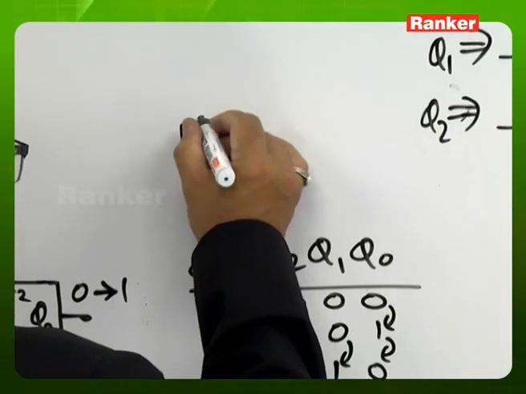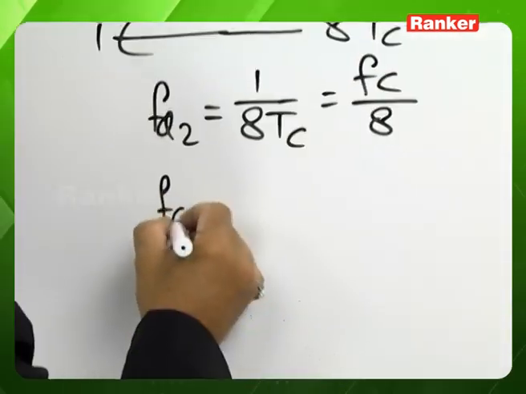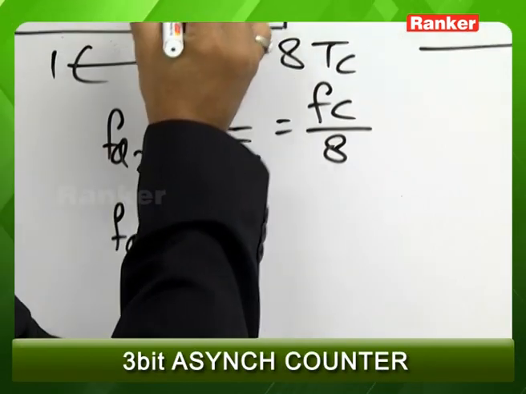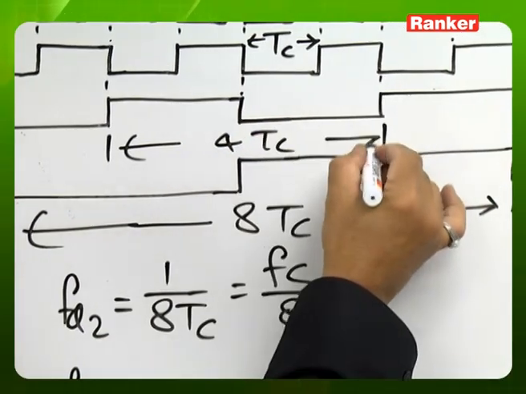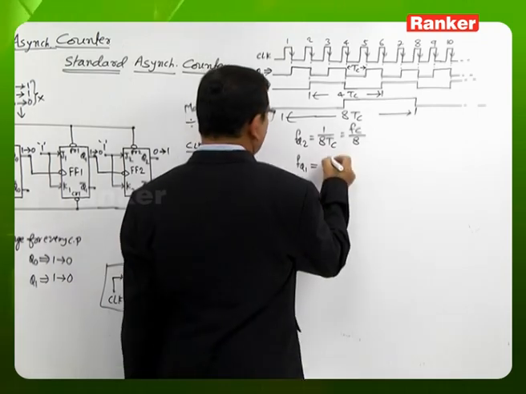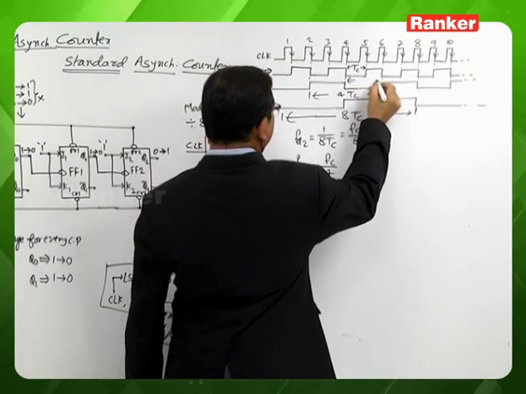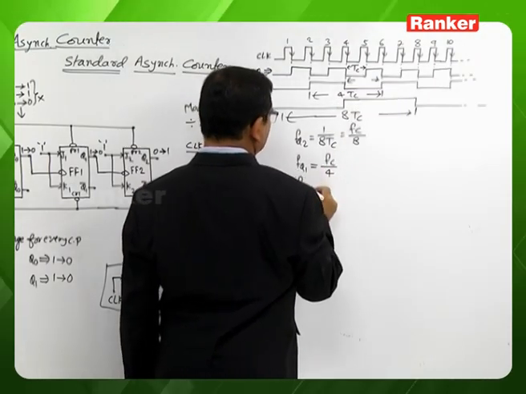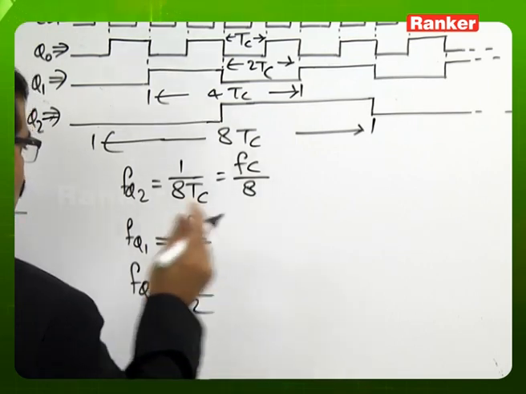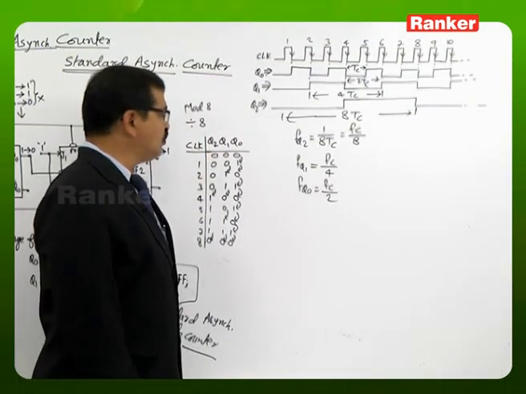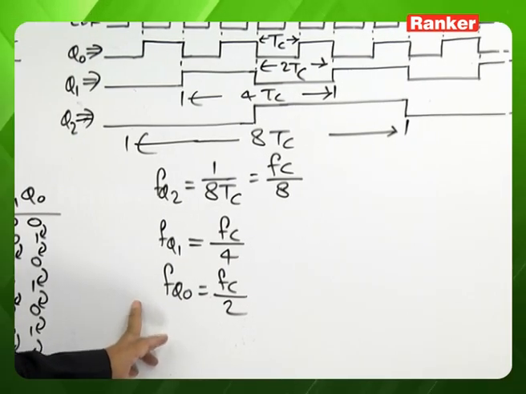As a matter of interest, if we look at the frequency of the flip-flop 1 output, the repetition time is 4 into Tc, so the frequency of the flip-flop 1 output will be clock frequency by 4. Similarly, at the flip-flop 0 output the repetition time is 2 Tc, so it is clock frequency by 2. When we use this as a divided by 8 counter, internally from flip-flop 1 we get the divided by 4 operation, and from flip-flop 0 the divided by 2 operation.